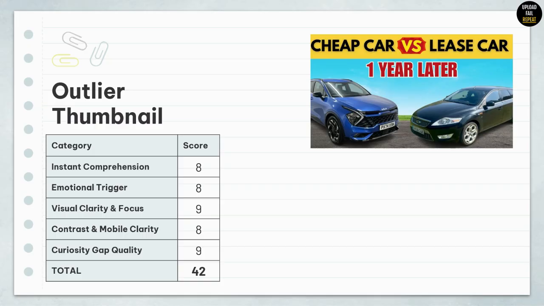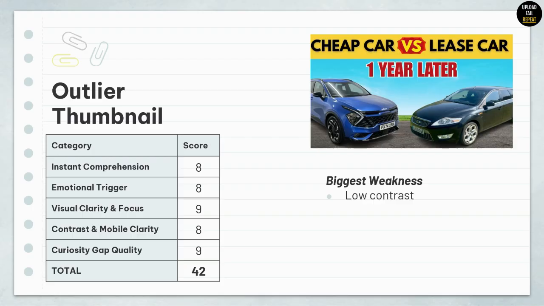And finally, the curiosity gap quality, 0 to 3 means no curiosity, 4 to 6 is a mild interest, and 7 to 10 is a compelling gap. And so I've scored it a 9. So overall, this thumbnail, I scored it a 42 out of 50. Overall, the biggest weakness for this thumbnail is the low contrast.